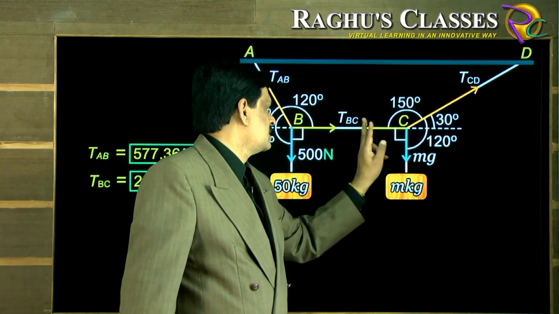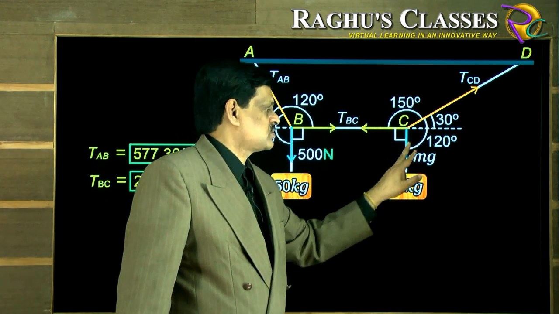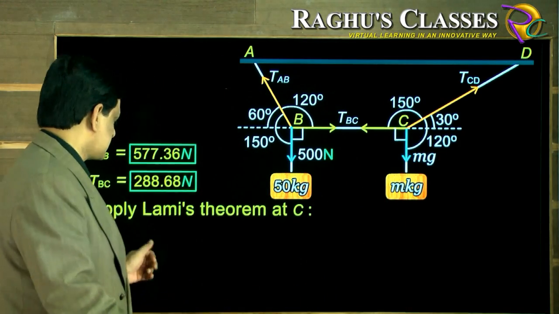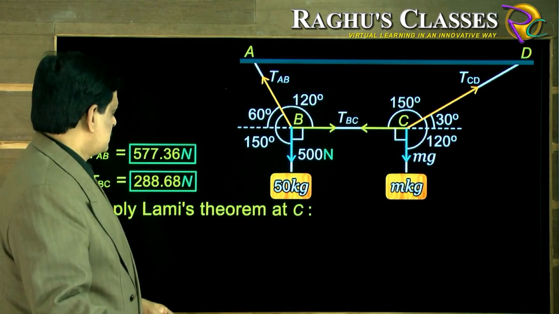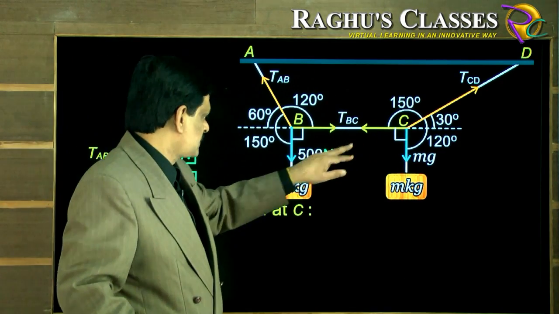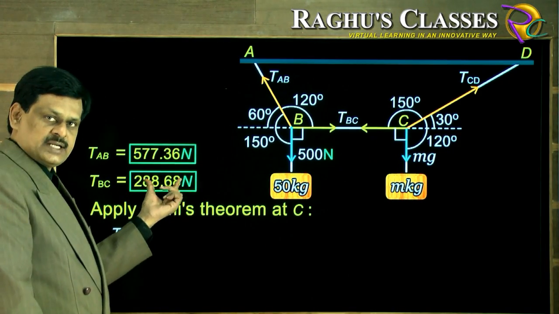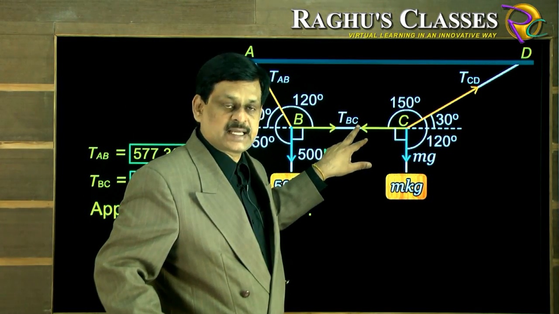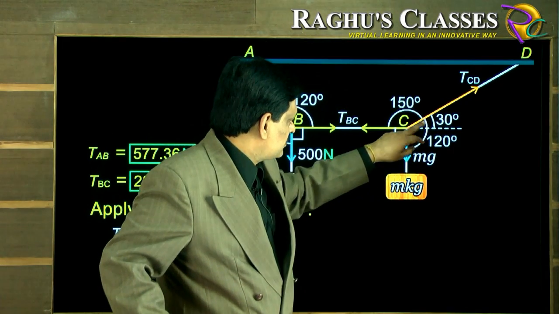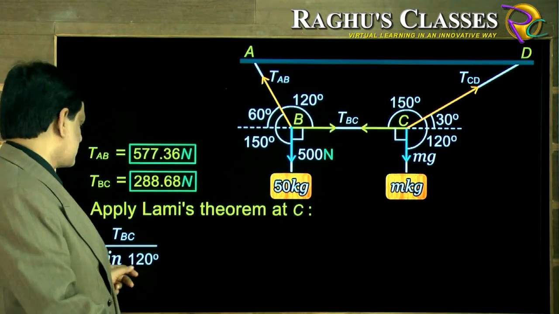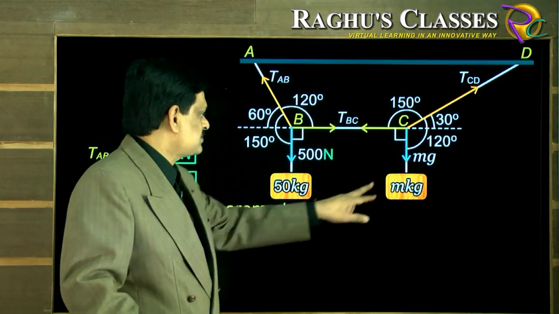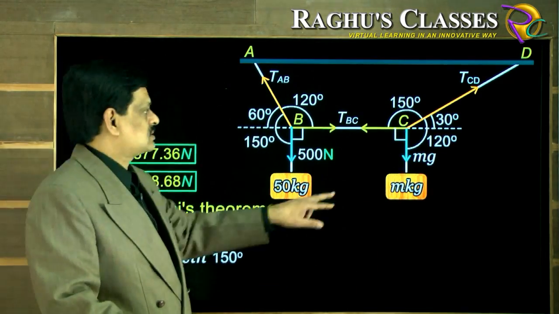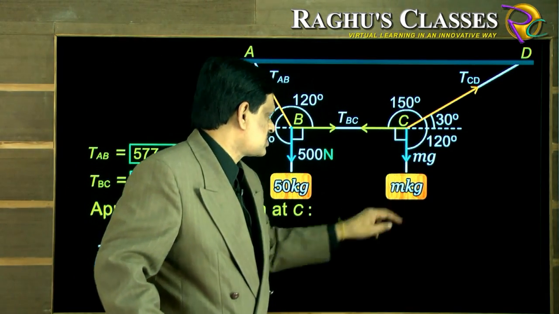For this junction, this will become the known force and the other two are unknown forces. Using this known force, we'll be able to find the other two unknown forces by applying Lami's theorem to the junction C. If you take TBC, that is the known force. I have written TBC even though I know the value, later you can substitute. So TBC upon sine of the opposite angle, which is the angle between the other two forces, 120. So sine of 120 is equal to mg upon sine of the opposite angle 150, which is equal to the third force TCD upon the sine of the opposite angle 90.